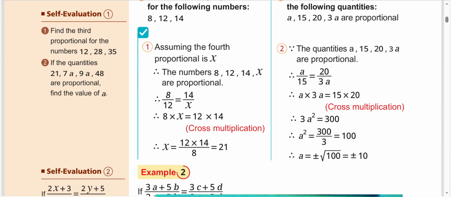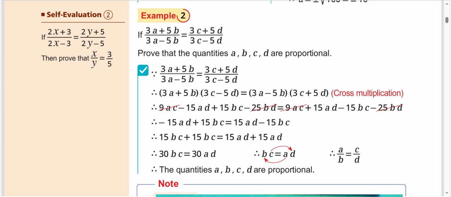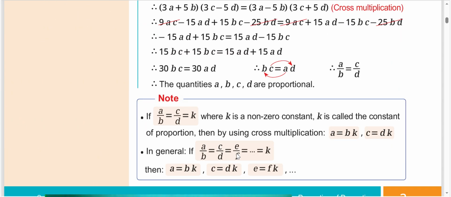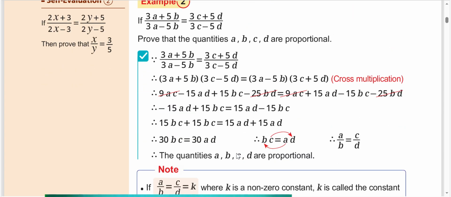Next example, example number 2. Look at this example and the steps of the solution. Now I will explain solution number 2.